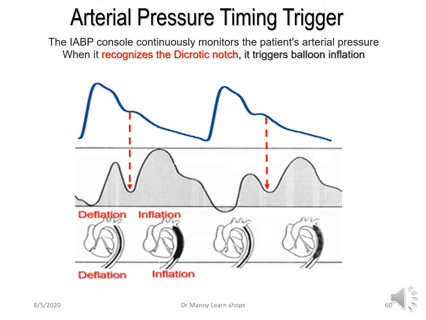Arterial pressure timing trigger. This is when the IABP console continually monitors the patient's arterial pressure, and when it recognizes the dicrotic notch, it triggers balloon inflation. So it's really important that the machine is able to recognize an arterial blood pressure waveform with a dicrotic notch. This can become a problem if the patient is hypotensive, or if they're moving their limb with the arterial line in it. So it's not as safe or as predictable as the ECG timing trigger, but it can be used in certain situations where the ECG is unreliable.